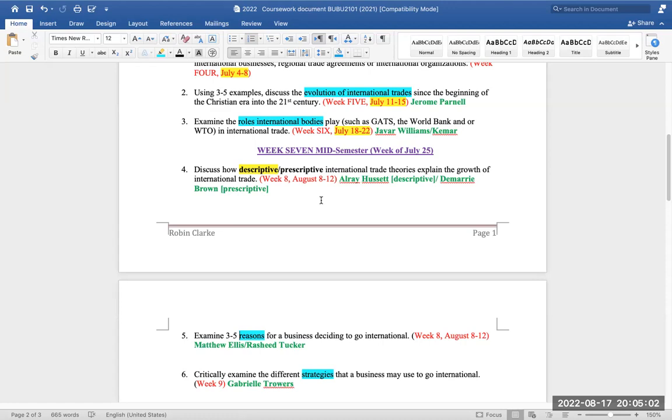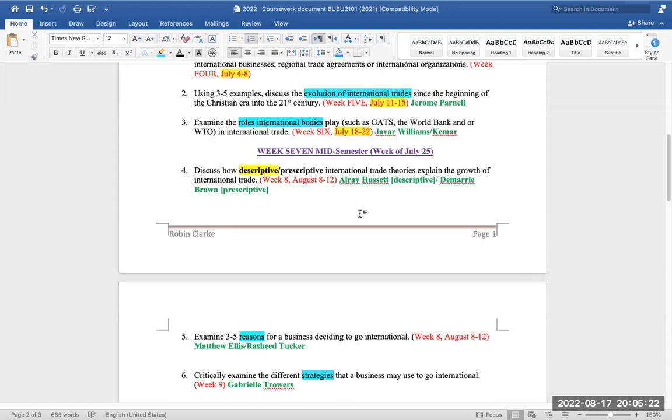How? We're trying to develop how? A descriptive or prescriptive international trade theory. Well, I can use most words. Yeah, you can use. So you're trying to develop either descriptive international trade theories or prescriptive international trade theories. So you're trying to develop one of two things in the paper, right?